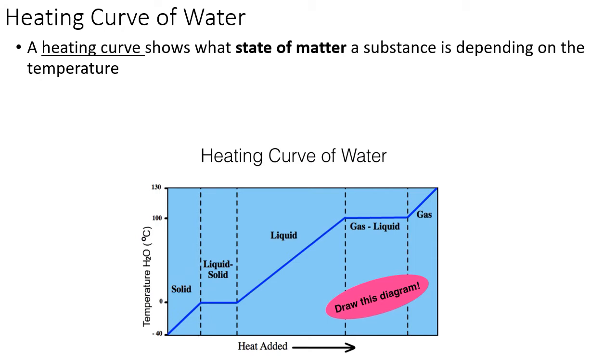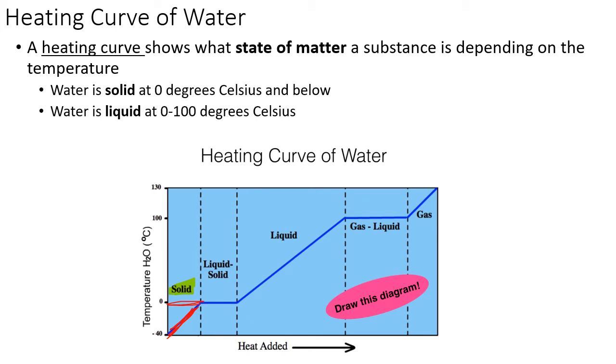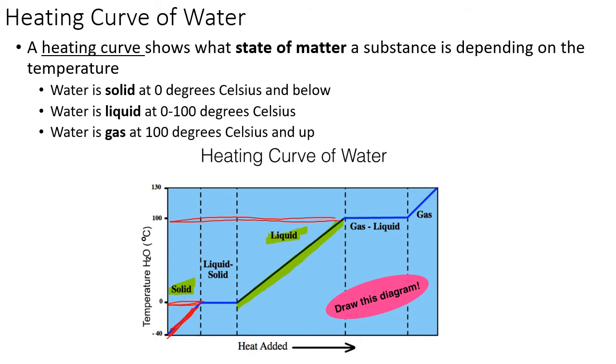And so what does a heating curve show? It shows the state of matter a substance is in depending on the temperature. So looking at this heating curve for water, below 0 degrees Celsius, water is a solid. This diagonal line represents when it's a solid. It's a liquid between 0 and 100. This diagonal line is when it is a liquid. And then at 100 degrees Celsius and above, water is a gas. And this diagonal line represents when it's a gas.